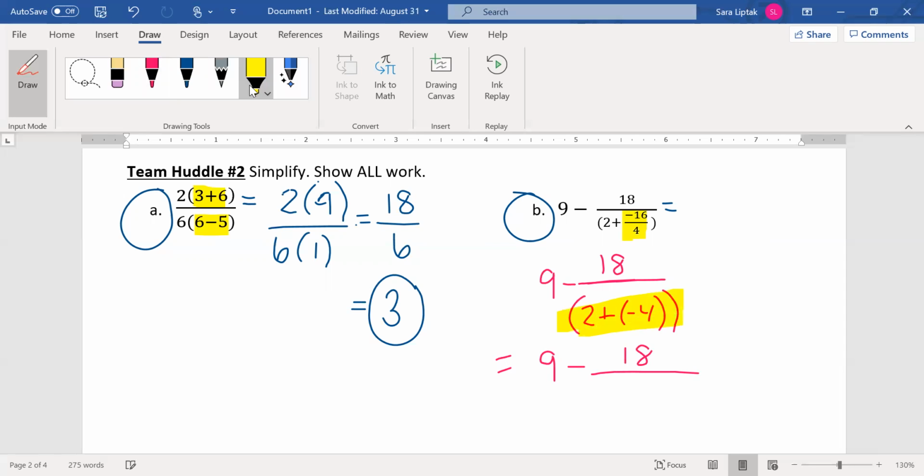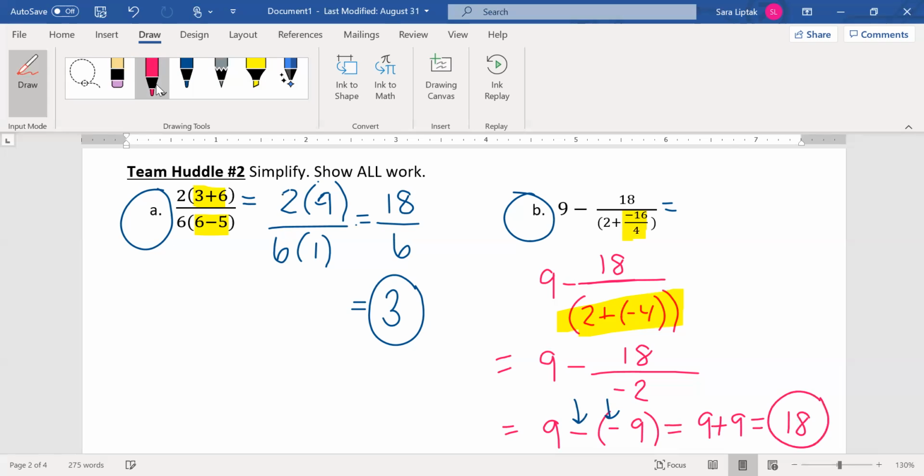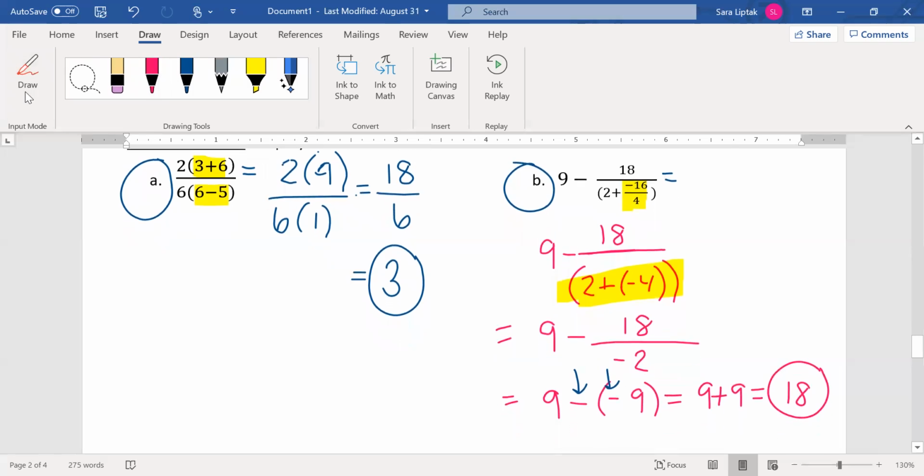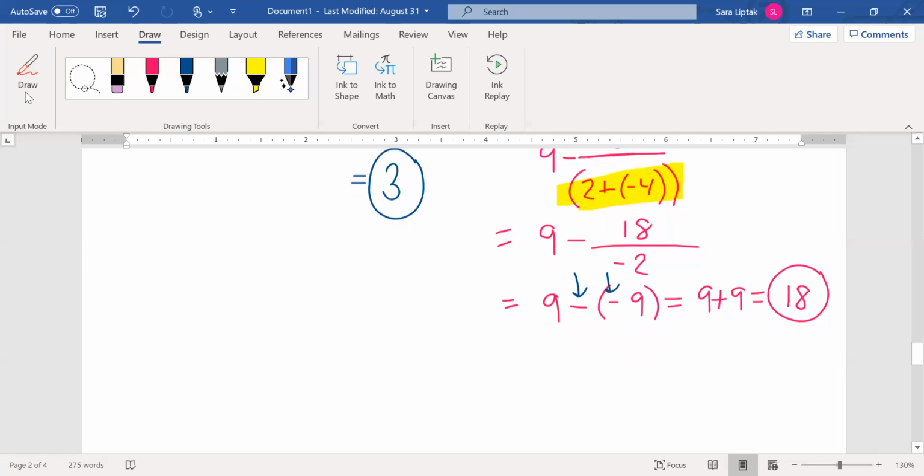Two plus a negative 4 is going to give me a negative 2. And what is an 18 divided by a negative 2? A negative 9. But I see a minus sign right up next to another negative. So that would make this equal to 9 plus 9, or 18. So pause the video, check that answer out. Make sure you have that written down in your guided notes, and then let's keep on going.